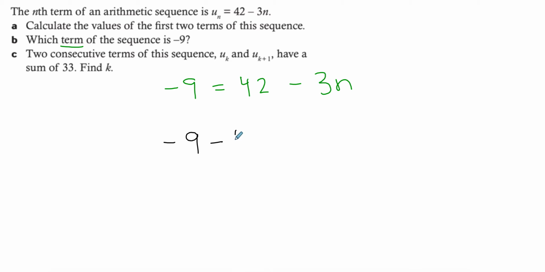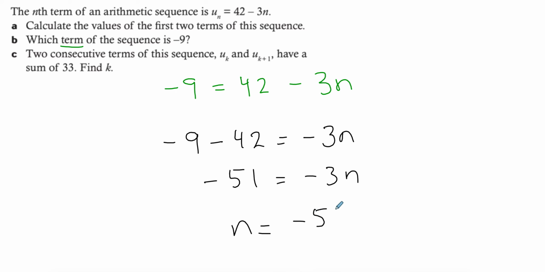So you get -9 minus 42 is equal to -3n. Obviously, you can move the -3n instead and move the -9. So that would give me -51 equals -3n. And then we divide by -3. So the negatives cancel out, and we're going to get 17. So n is 17, and you can check your answer. If I substitute 17 into here, -3 times 17 would give me -51, and then 42 minus 51 would give me -9.